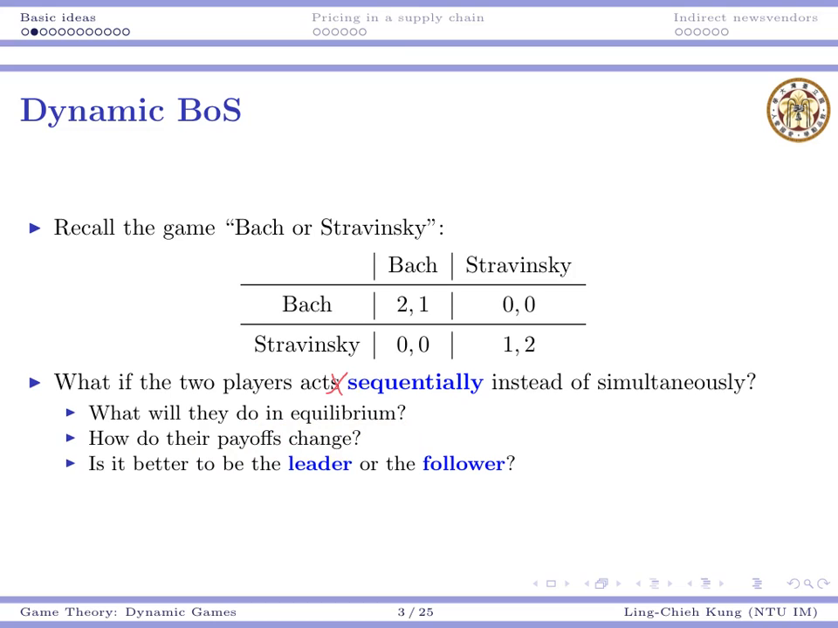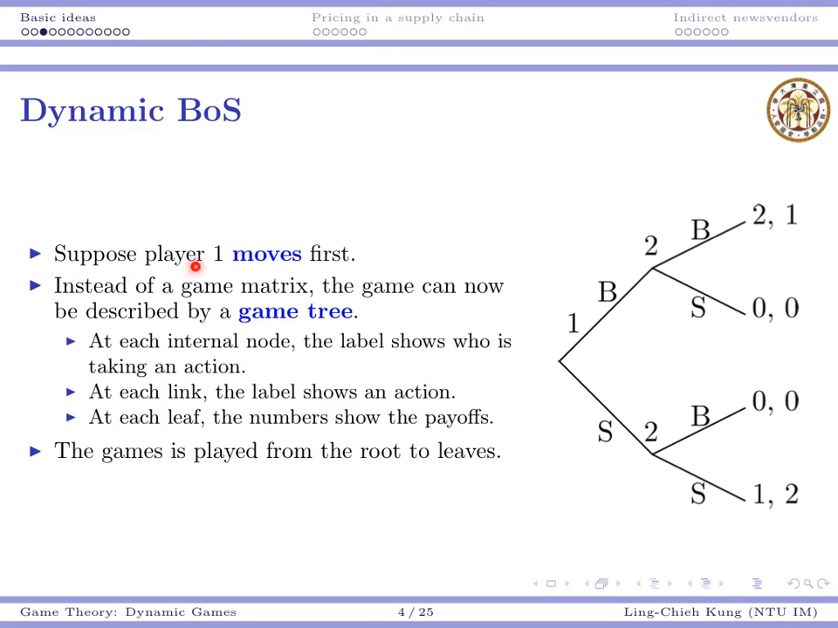Let's have some discussions. Suppose player 1 moves first. Then instead of using a game matrix, now we also need to describe the order of the game. And typically that is represented by a tree. We call this a decision tree or a game tree. Let's call it a game tree. In a game tree like this, there will be some internal nodes. For these internal nodes, there will be a label telling us who is making the decision. And then at each link, that label tells us what the possible actions are.